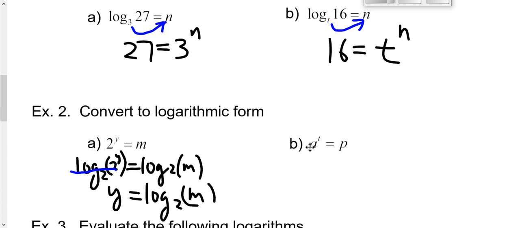So if you take the base of the exponent and turn that into the base of the logarithm, so log base a of p, you can put brackets around if you want, doesn't make any difference. Then the exponent drops and becomes the answer for that side. So here's the answer.